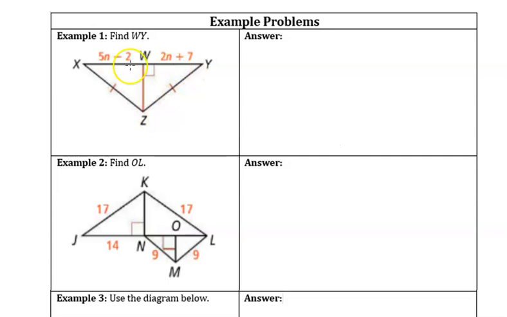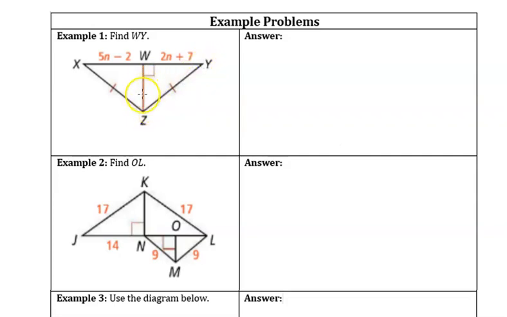Well, in this picture, I see that from X to W is represented as 5n minus 2. From W to Y is represented as 2n plus 7. I see that I have a segment ZW that is perpendicular to segment XY, and point Z to point X is the same distance as point Z to point Y, right? Segment ZX is congruent to segment ZY.